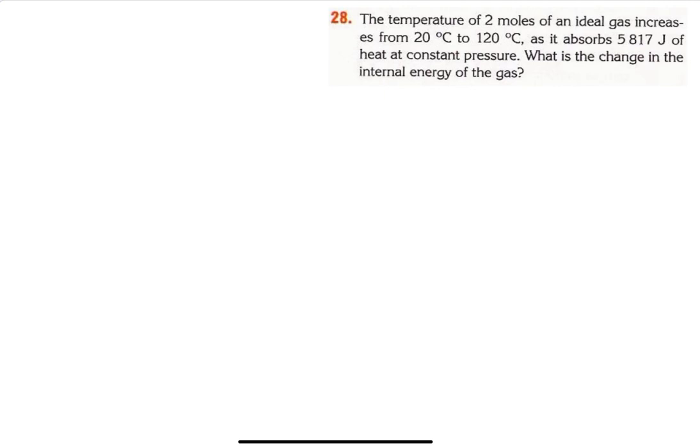Question 28. The temperature of 2 moles of ideal gas increased from 20 to 120 Celsius as it absorbs 5,870 joules of heat at constant pressure. What is the change in internal energy of the gas? So here we apply the first law of thermodynamics, which is Q equal to delta U plus work done by the system, and it means delta U will be equal to Q minus work done by the system.